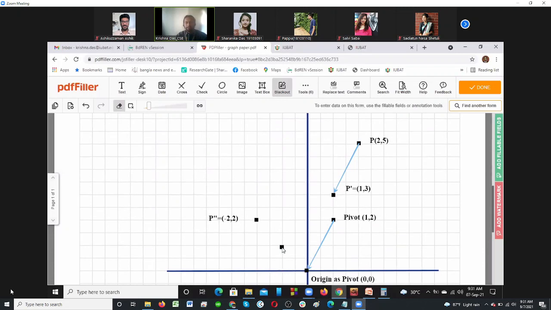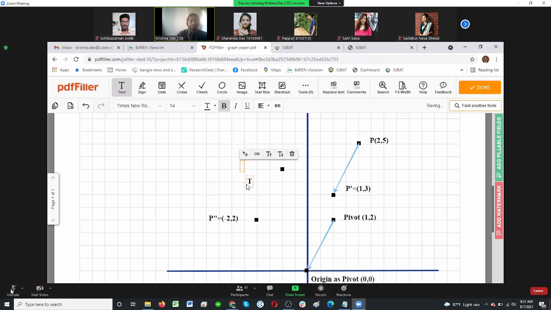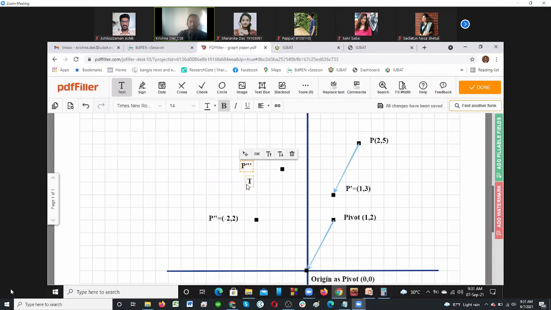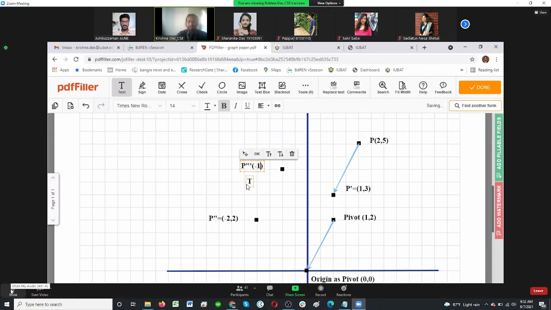-1 and 1, 2, 3, and 4. This is my actual point after the pivot point rotation that we did. So that P triple prime is -1, 4, that we actually get, right?